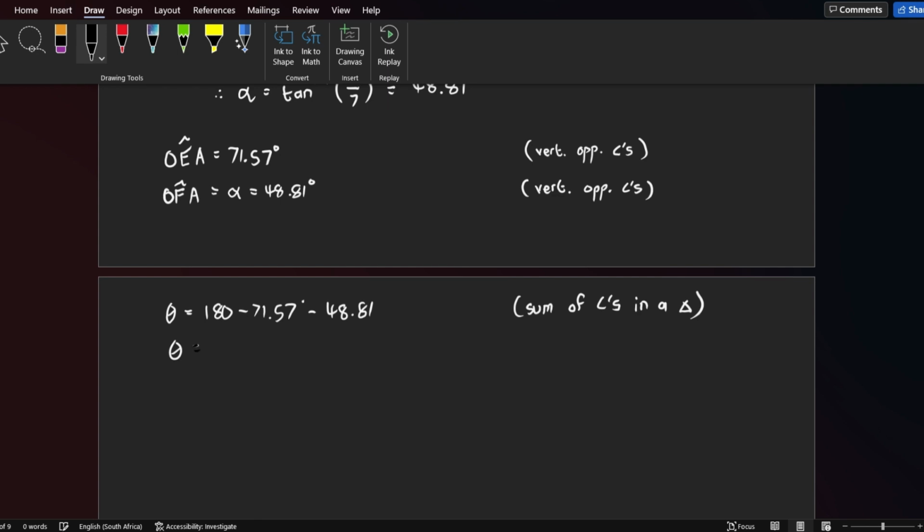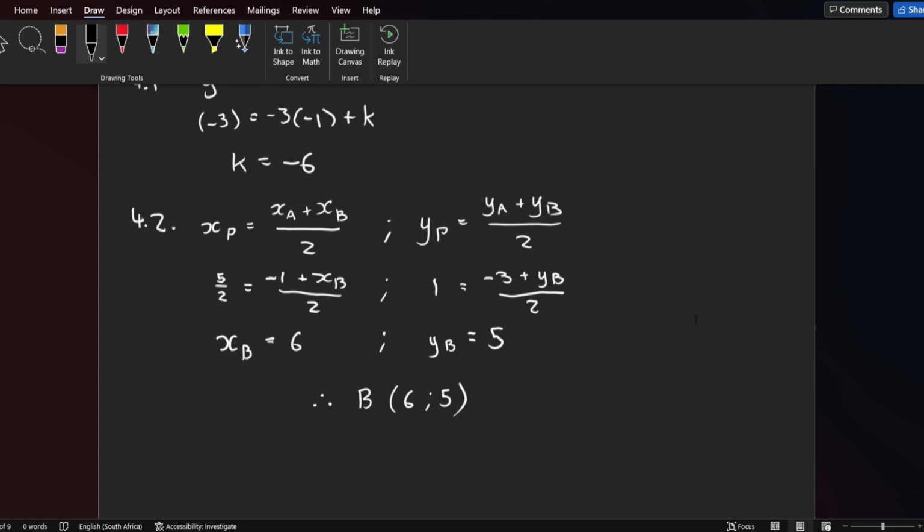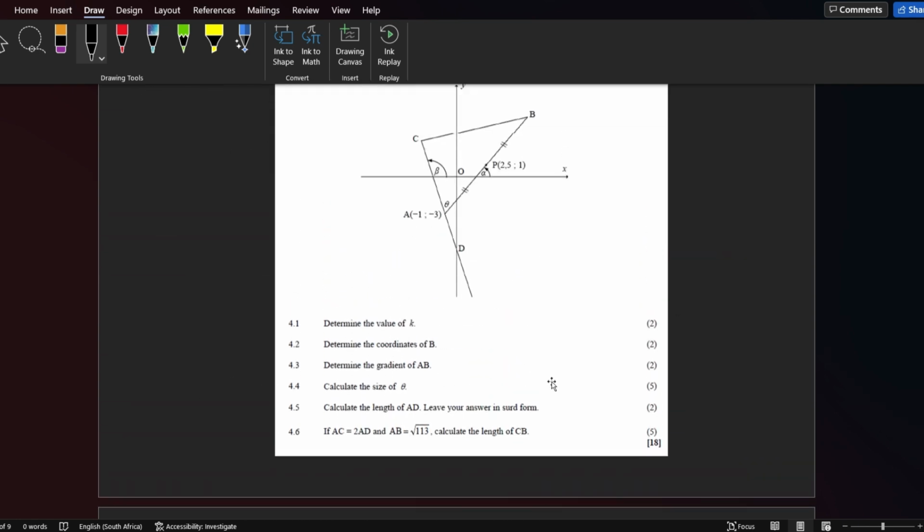Therefore, angle theta is equal to 59.62 degrees. And we have now solved for angle theta. As you can see, it's a slightly lengthy calculation because we needed to first solve for two other angles to then solve for theta. Okay, looking at question 4.5, calculate the length of AD, leave your answer in surd form.